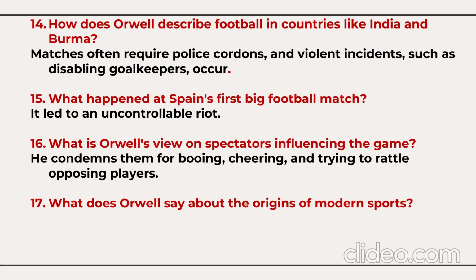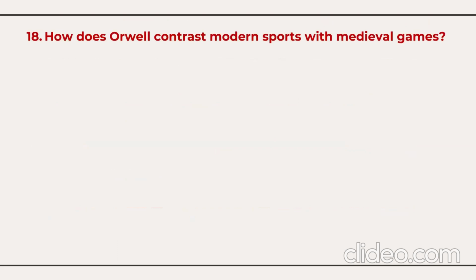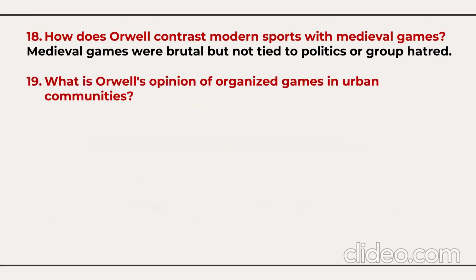What does Orwell say about the origins of modern sports? He attributes modern sports to the rise of nationalism and urbanization in the 19th century. Next question. How does George Orwell contrast modern sports with medieval games? Medieval games are brutal, but they are not connected to politics or group hatred. This is the contrast between modern sports and medieval games.